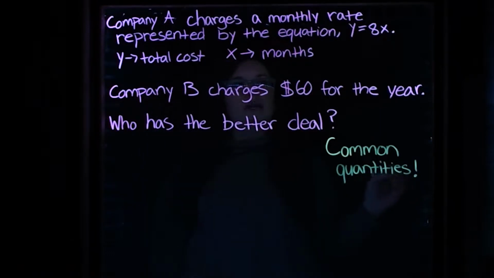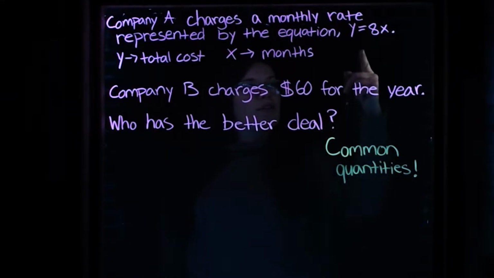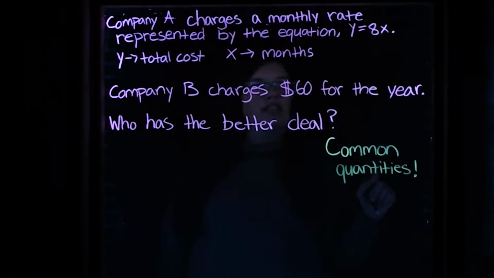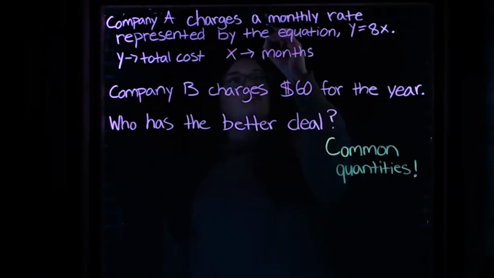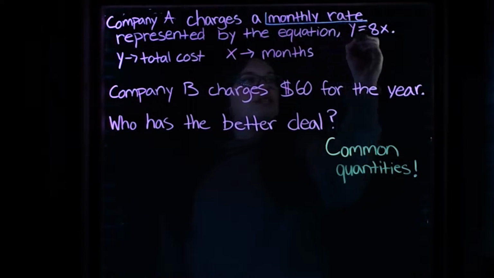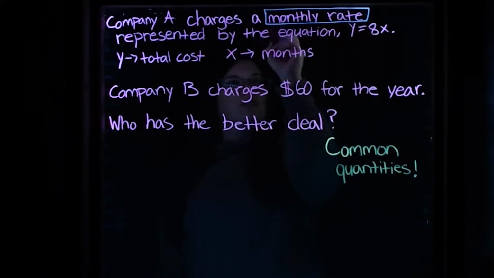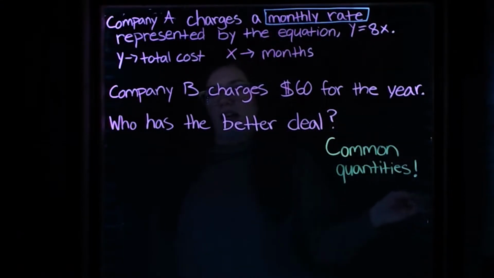Company A charges a monthly rate represented by the equation y equals 8x. Y is my total cost, x is months. So I read that as being charged $8 per month. So my monthly rate is really important. That's a very key term, so I'm going to go ahead and box that.